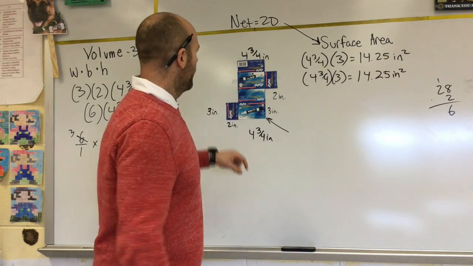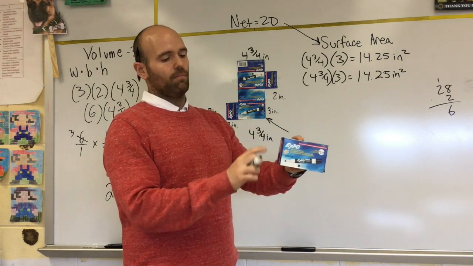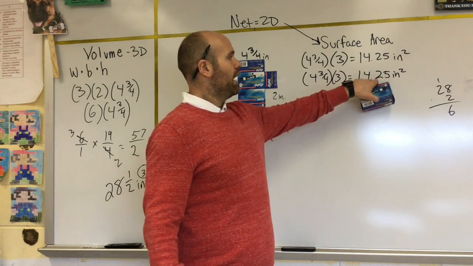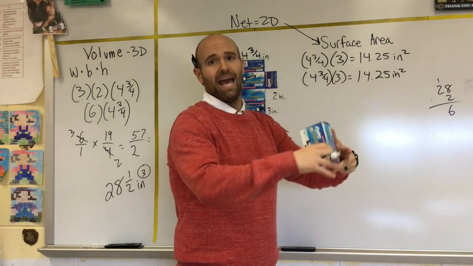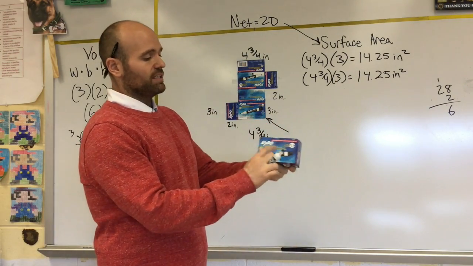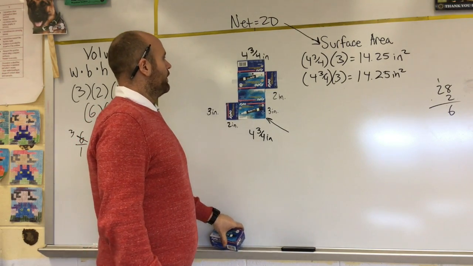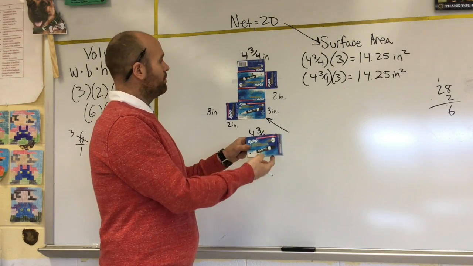All right? How many sides do I have? I have a front, I have a back, I have a bottom, I have a top, side, and side. So I have 1, 2, 3, 4, 5, 6. How many different areas should I have? I should have 6, and then I'm going to add them all together, all right? Right now, I've only done the front and the back using my net. All right, so now let's do the top and the bottom.